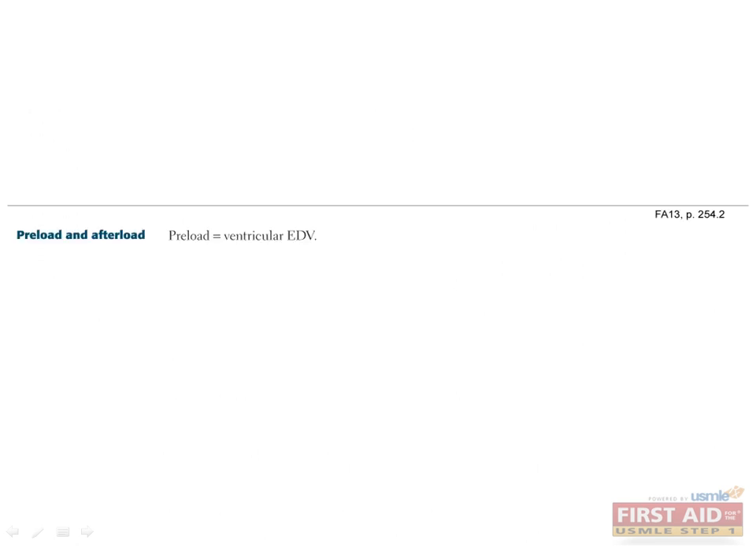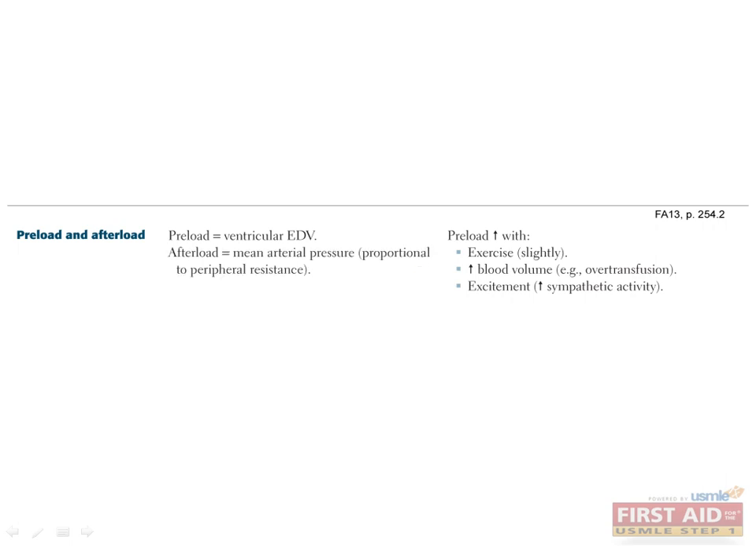Now, let's expand more on preload and afterload. As we mentioned before, preload is equivalent to the ventricular end diastolic volume, or the volume of blood before contraction. Preload increases with exercise, as well as an increase in blood volume and increased sympathetic activity. Afterload is equivalent to the mean arterial pressure, which is proportional to peripheral resistance.